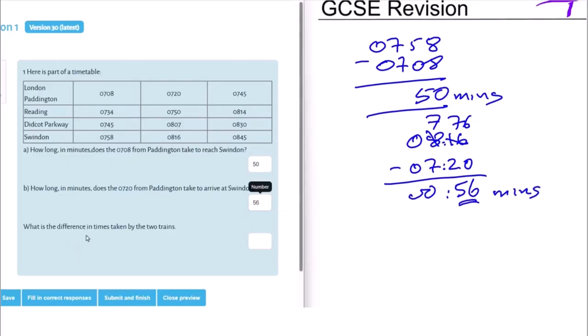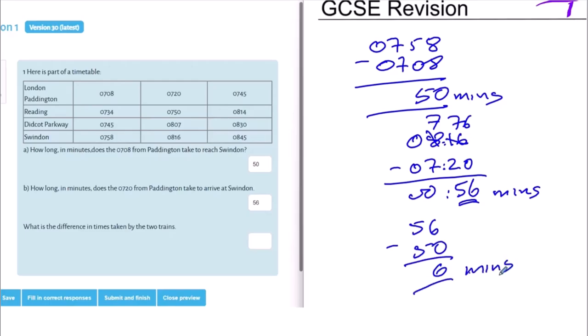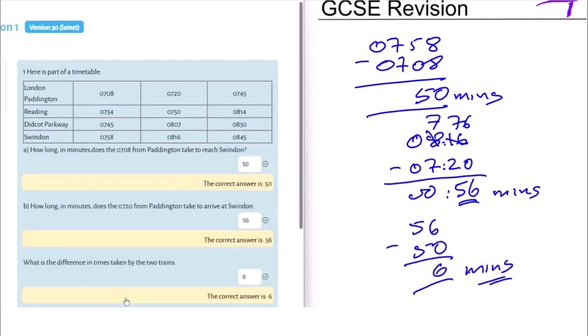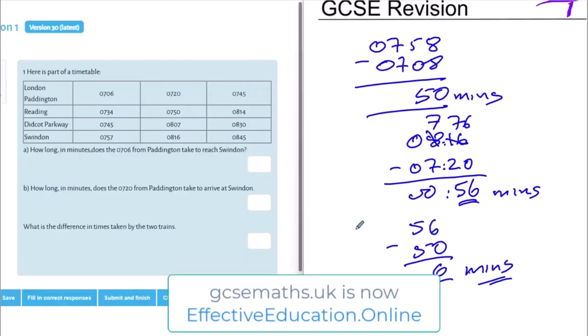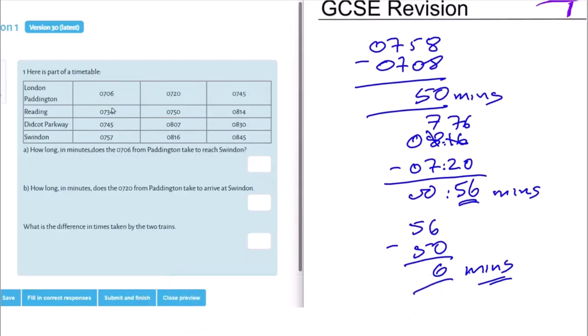What is the difference in times taken by the two trains? So the difference here is 56 minutes, subtract 50 minutes, which is 6 minutes. Submit and finish. And again, I've got 3 ticks, telling me I'm correct. Now when you go along to effectiveeducation.online, you can simply request that it gives you another question of the same type, and it refreshes it, but this time with different numbers, so you will have a different problem to solve.